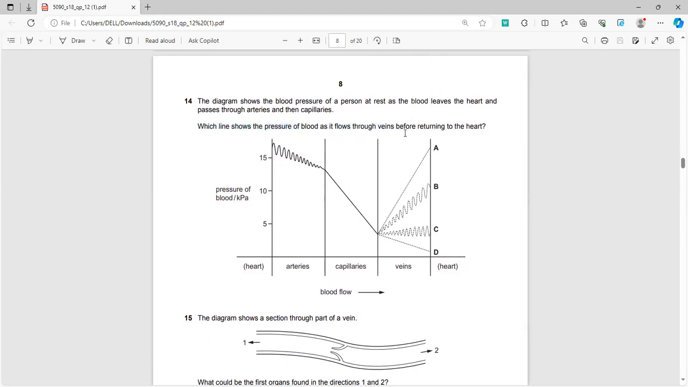Now in question number 14, which line shows the pressure of blood as it flows through veins before returning to the heart? We all know that in the veins, the blood pressure is low compared to the arteries. So if we compare all three of these parts, we will easily be able to know the correct answer. They say that the diagram shows the blood pressure of a person at rest as the blood leaves the heart and passes through arteries and then capillaries. Which line shows the pressure of blood as it flows through veins before returning to the heart? So it will be that of the least pressure, D.